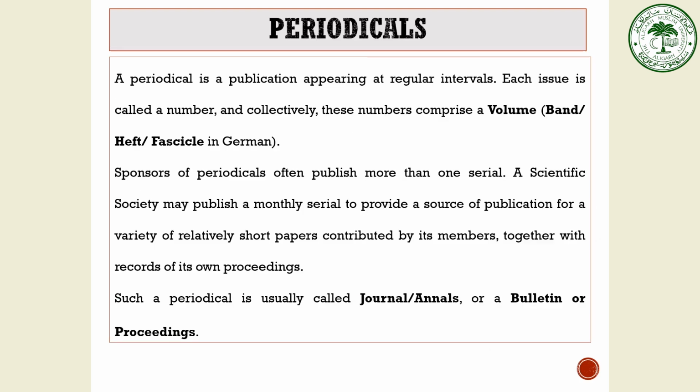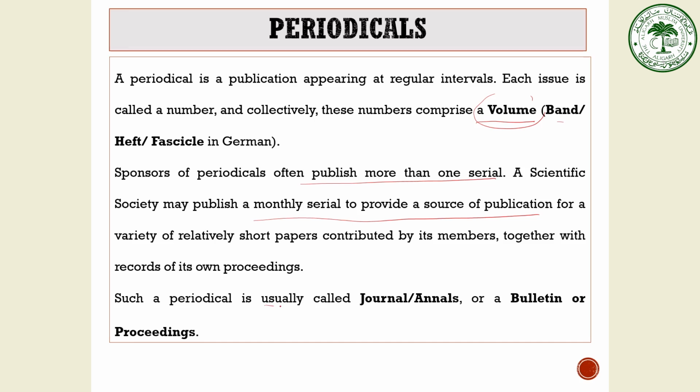Then the next one is the periodical. A periodical is a publication appearing at regular intervals, and each issue is called a number, and collectively these numbers comprise a volume, which is called a Band or Heft of fascicles in Germany. So generally in English it is called a volume, and it is also known as a Band or Heft of fascicles in Germany. Then the sponsors of periodicals often publish more than one serial. A scientific society may publish a monthly serial, providing a publication of a variety of relatively short papers contributed by the members together.